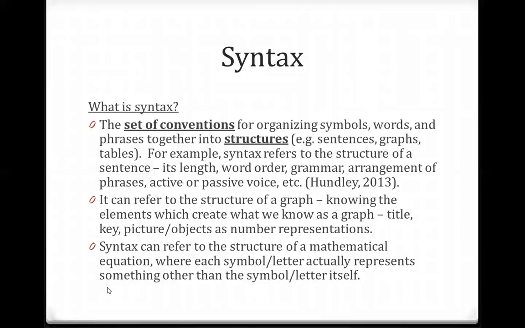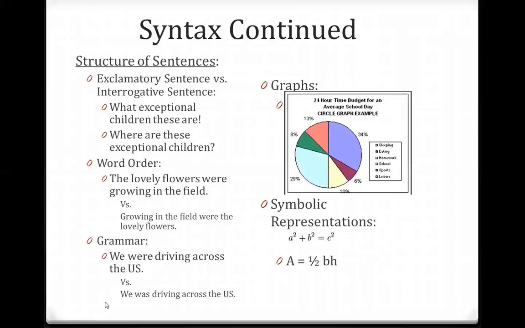Now, what might that look like in math? Well, syntax in math might be a graph. It might be the symbolic representations. For example, in an equation that says a squared plus b squared equals c squared, we know that a is not really the letter A. It represents something else. We also know that graphs have to be read with the use of keys, with the use of titles and subtitles. Those structures that are in place help us to understand what the purpose of the syntax of the graph is.